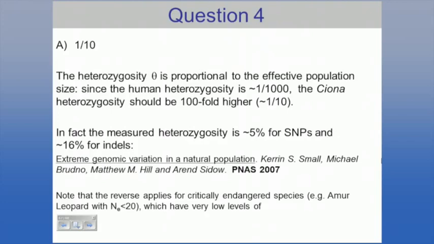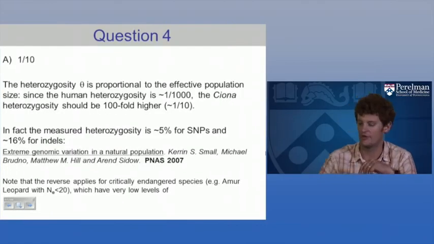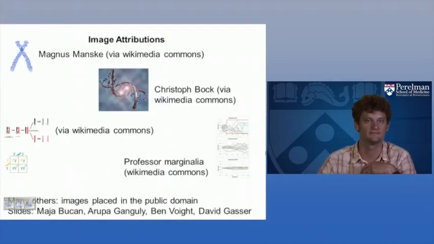In fact, that was a big problem when they sequenced the Ciona genome. It was hard to assemble into a single genome because they sequenced it diploid, so you had basically separate assemblies for the two different alleles because there's so much variation between them. The actual heterozygosity is about 5% for SNPs, but 16% for indels. And just to point out, the reverse is true for endangered species. If you have a population size of 20, then you're going to have extremely low levels of diversity.